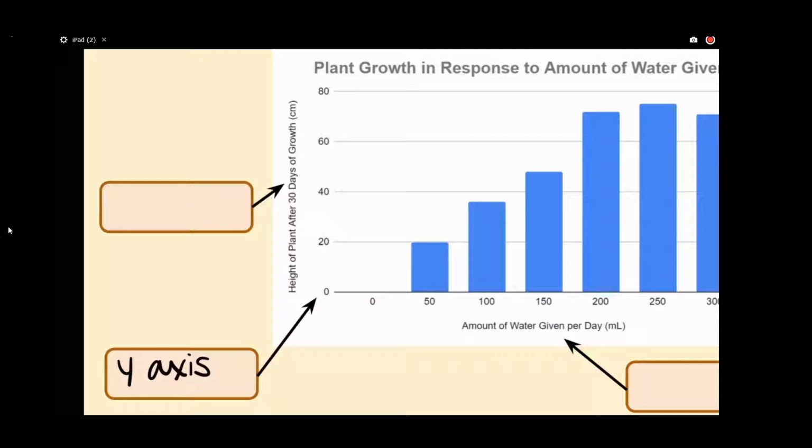You also always want to make sure that you have a title. And in general, your y-axis will always be your dependent variable, what's being measured in the lab.